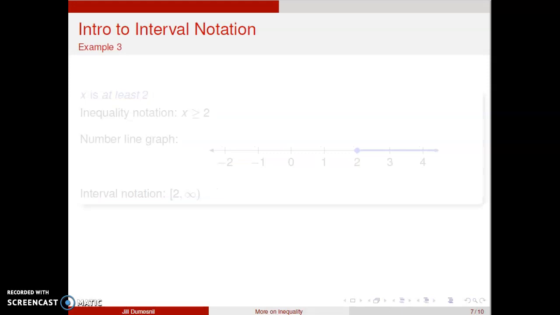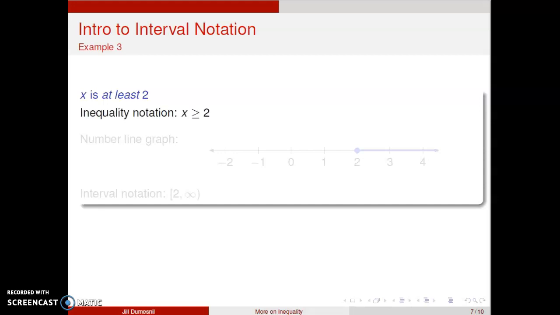Moving to a third example, consider the statement that x is at least 2. This means the smallest x can be is 2. The inequality x greater than or equal to 2 represents this statement. The graph has a solid circle at 2 and shading to the right with an arrow indicating the continuation indefinitely to the right on the number line.